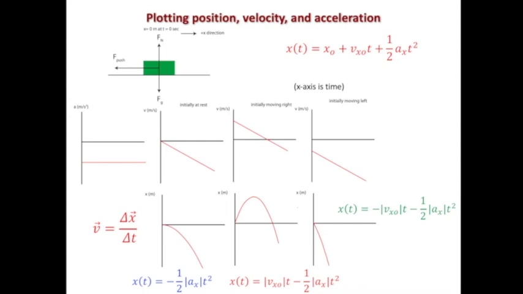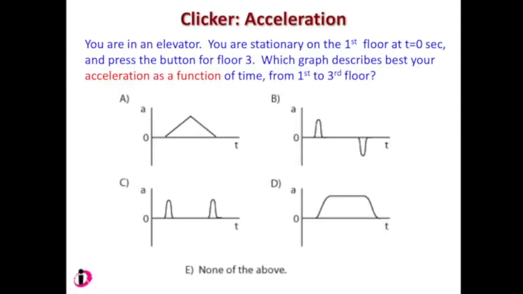Now we'll transition into some clicker questions. All right. You're in an elevator, and you're standing on the first floor, and it's at rest to start off with. Then the elevator brings you up to the third floor and comes to a stop there. And so we want to graph our acceleration as a function of time. So we're stopped, go up to the third floor, and stop again.